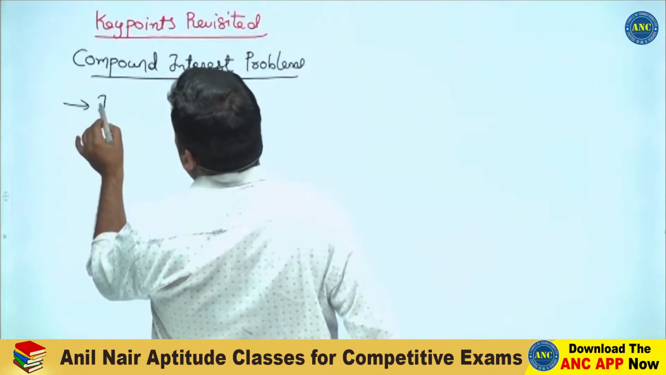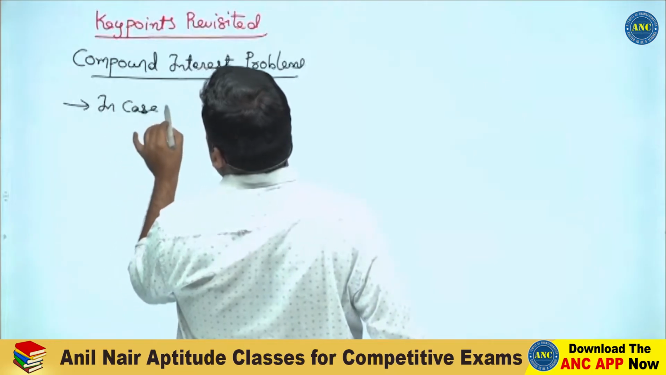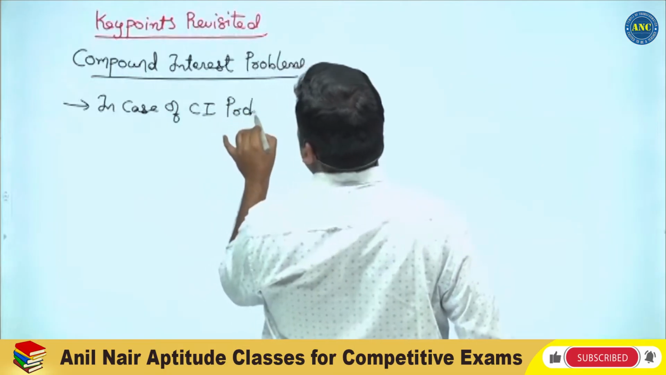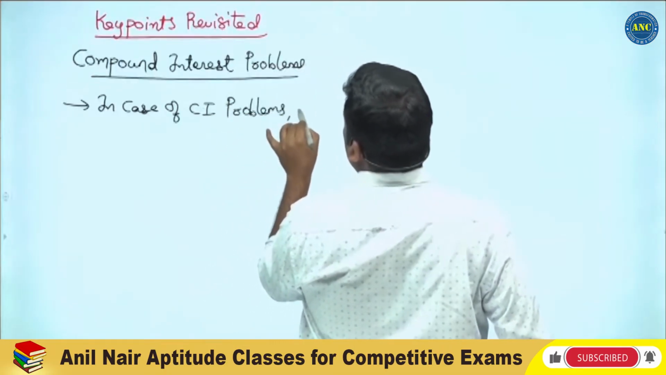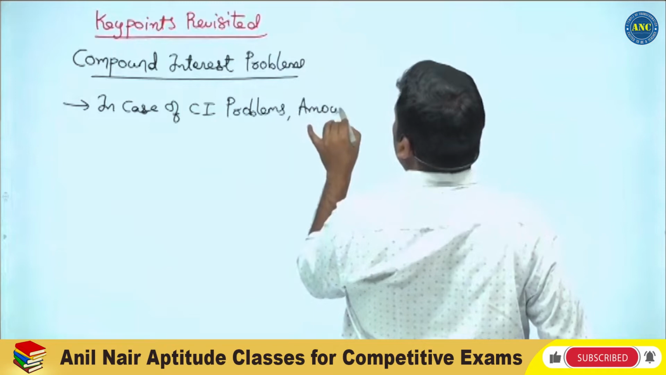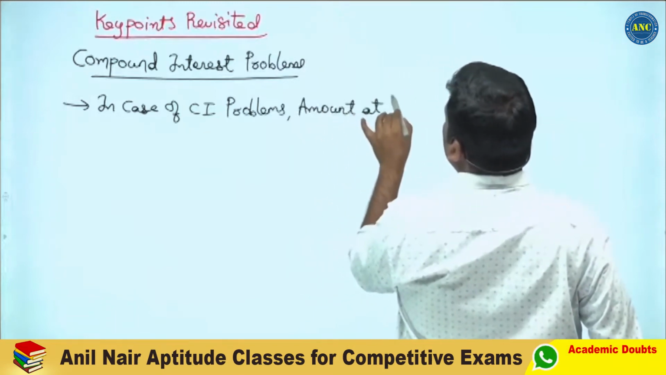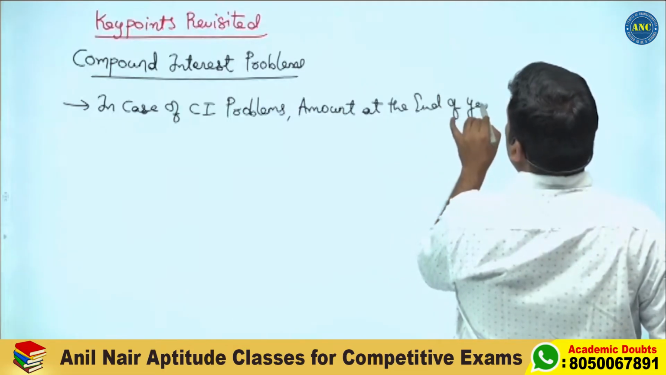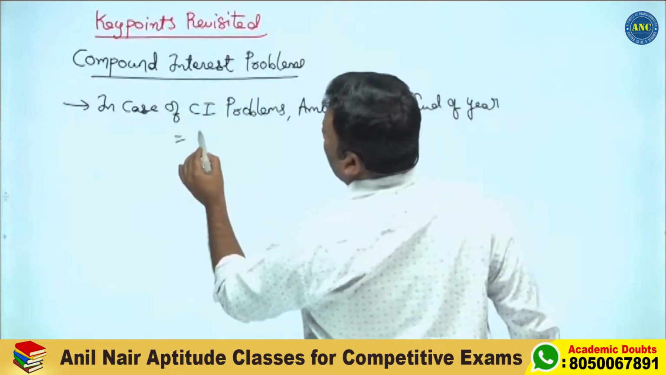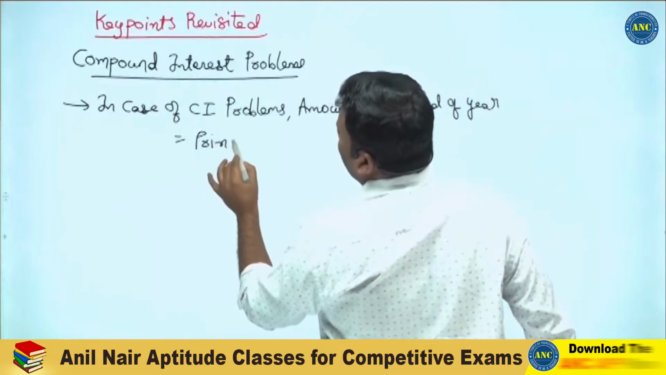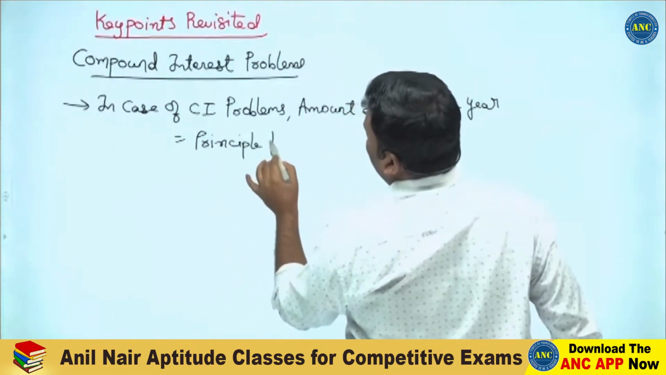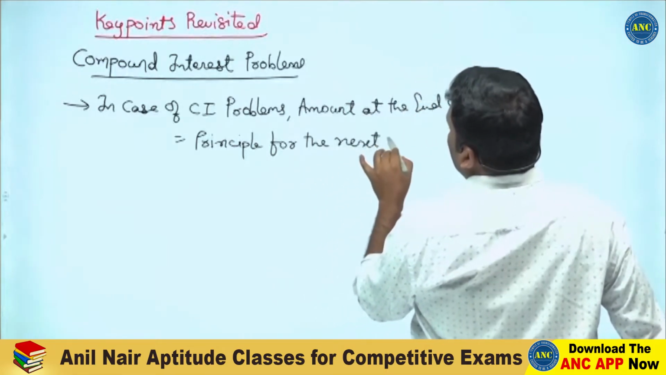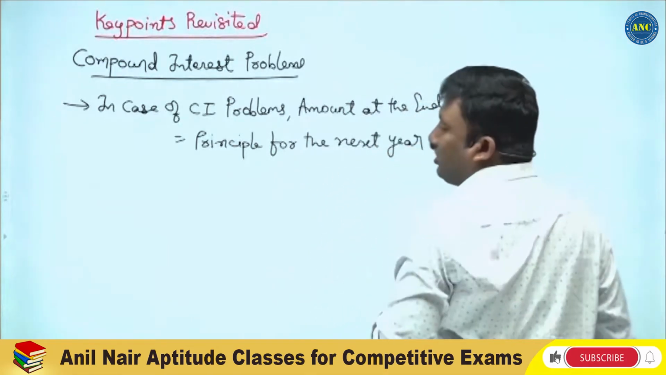In case of compound interest problems, amount at the end of the year becomes the principal for the next year. Amount at the end of the year becomes the principal for the next year. In case of simple interest, rate of interest remains the same every year.